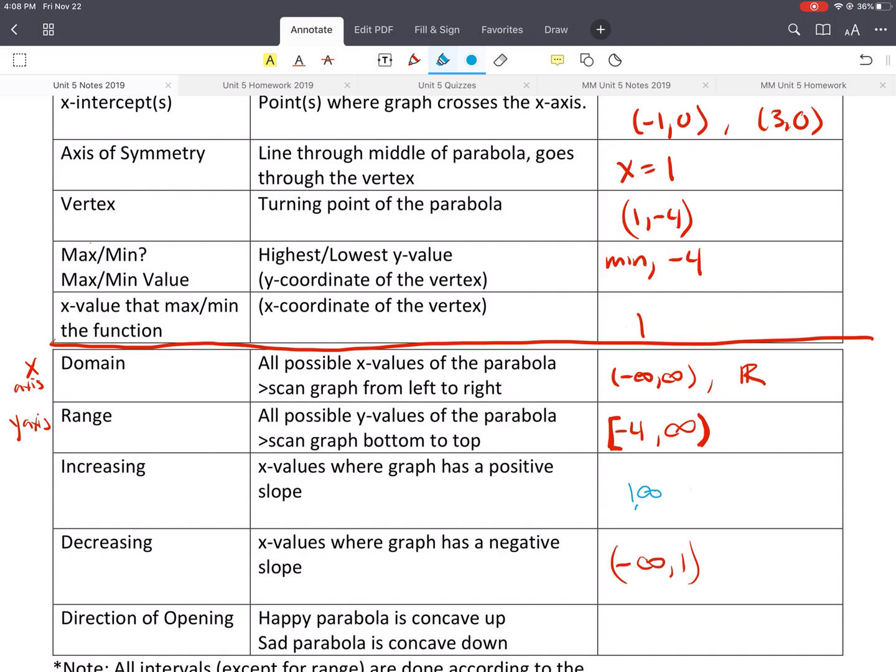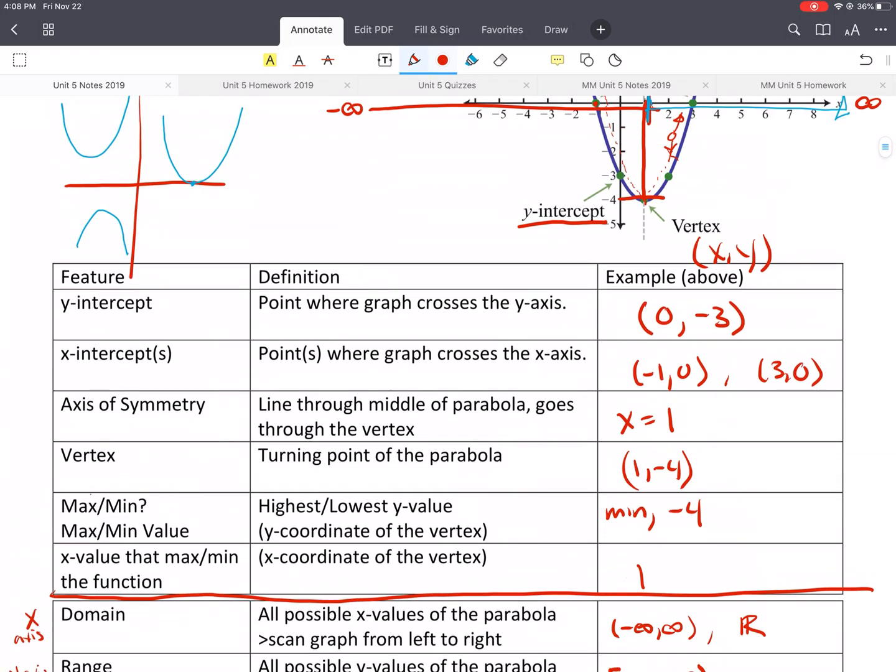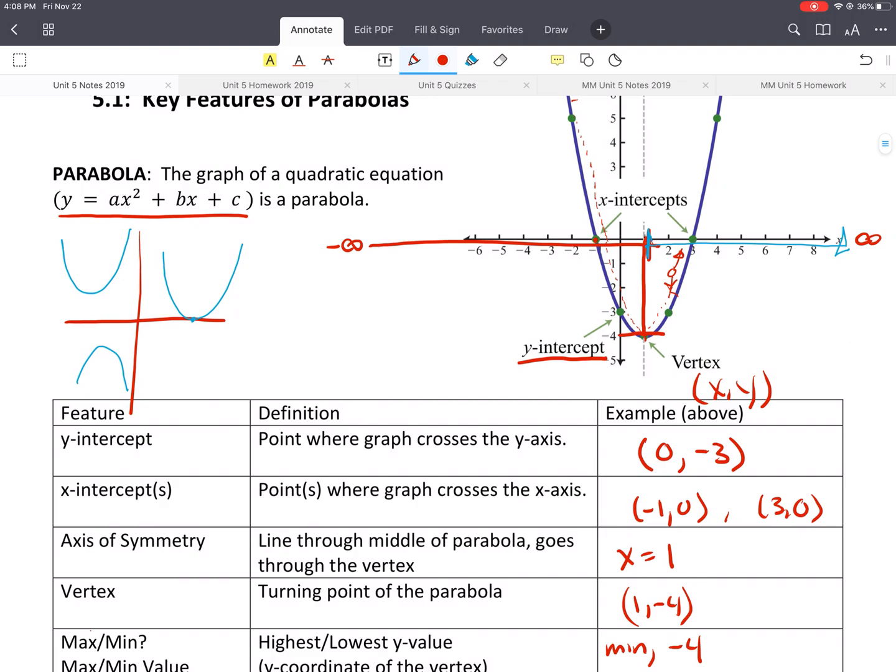So 1 to infinity. Okay, didn't write that very well. Let me try it one more time. 1 to infinity. Okay? And you may say, Mr. Warner, why do we do a parenthesis for 1 instead of a bracket? Okay, so as you go this direction, you are decreasing, your y values are decreasing until this point. At the point of the vertex, it's not increasing or decreasing, so we don't include that point.